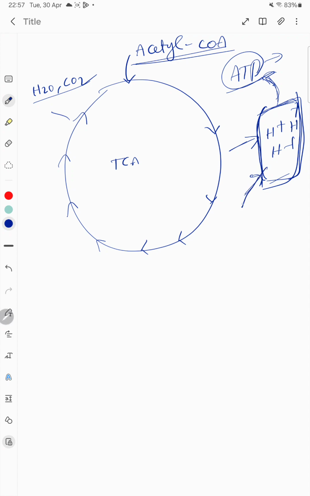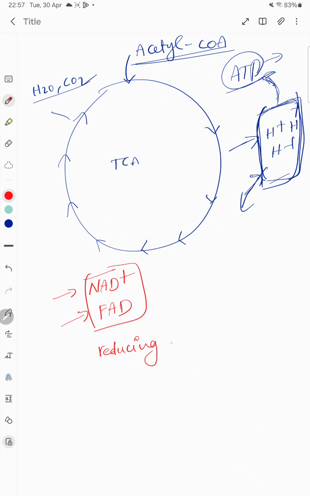So we can see here these H plus ions, okay. Now there are two guys over here. They are very important in the entire concept. They are NAD plus and FAD, okay. Remember this NAD plus and FAD, these two guys have a name called reducing equivalents or reducing coenzymes, okay. You can call it either of these names.